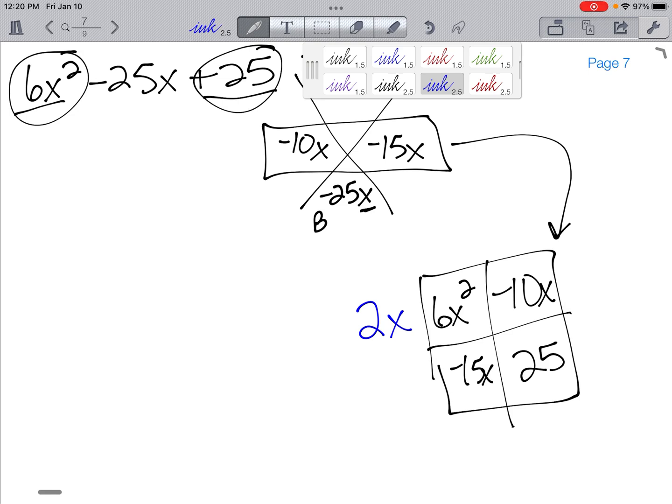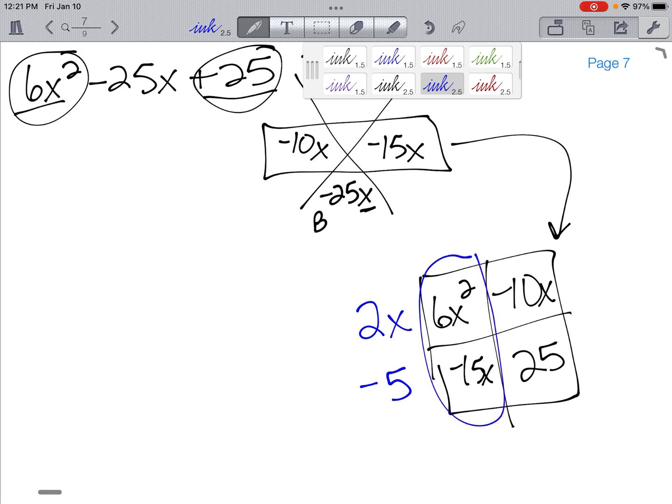Now we're going to move to our second row. So we have negative 15x and 25. So I know both of those are divisible by 5 as they end in either a 5 or a 0. And then we know it's going to be negative because of this negative here on the first box. If the first box is negative, you take out a negative. So we have a negative 5. So now we're going to look at our first column.